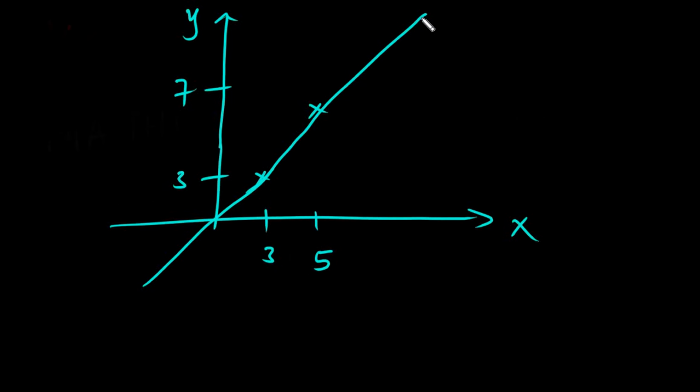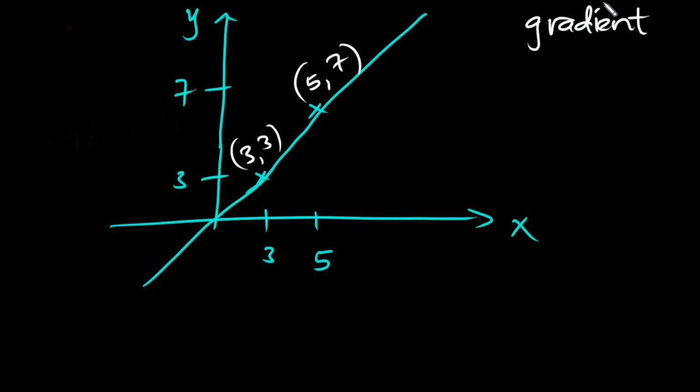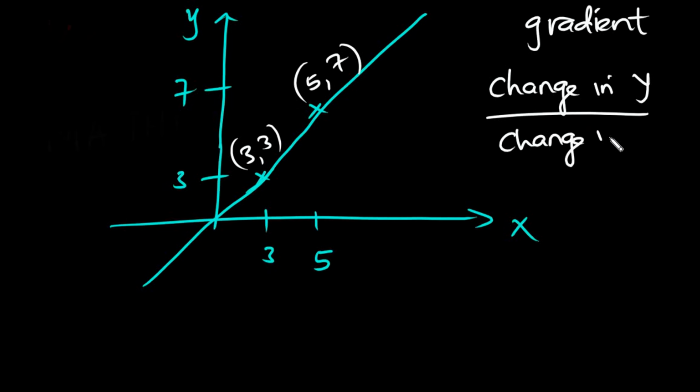So we are told that this line passes through the points (3, 3) and (5, 7). We need to find the equation of this line. But before finding the equation, we need to get the gradient of this line, which we are going to use to get the equation. So how do we get the gradient of a line? We get the gradient by dividing the change in y by the change in x.